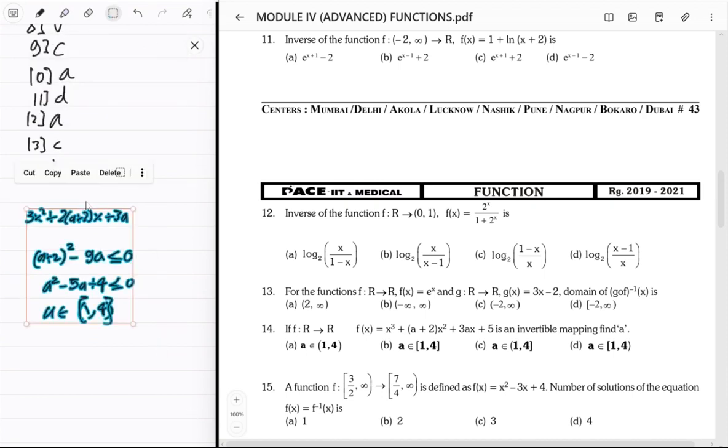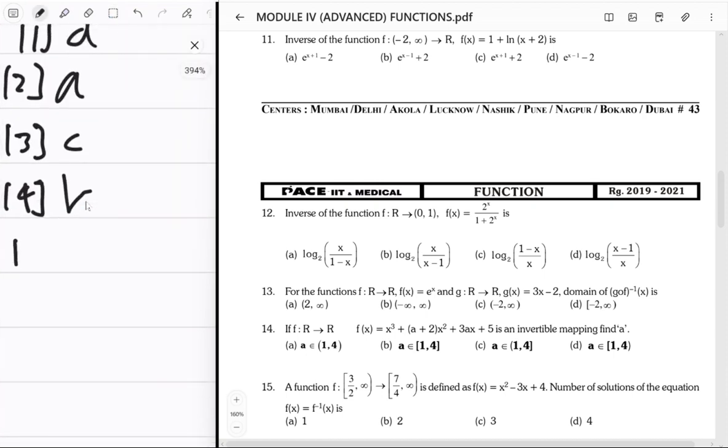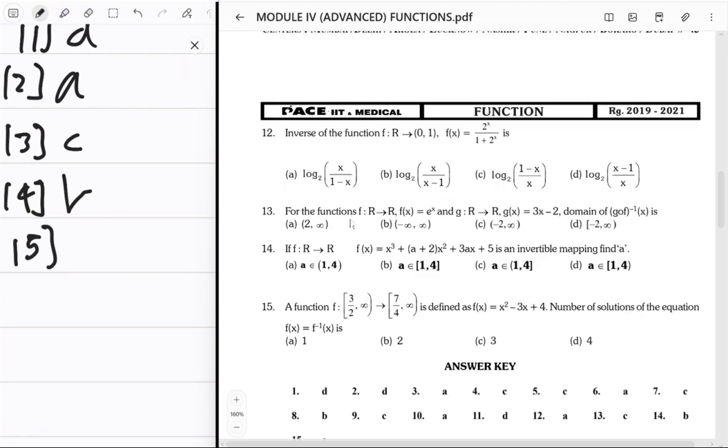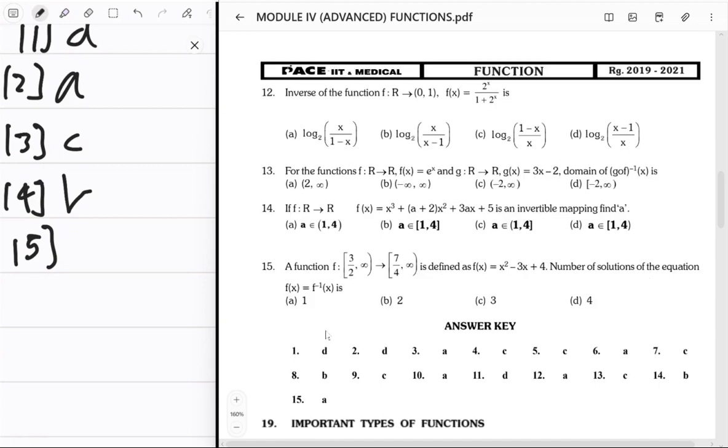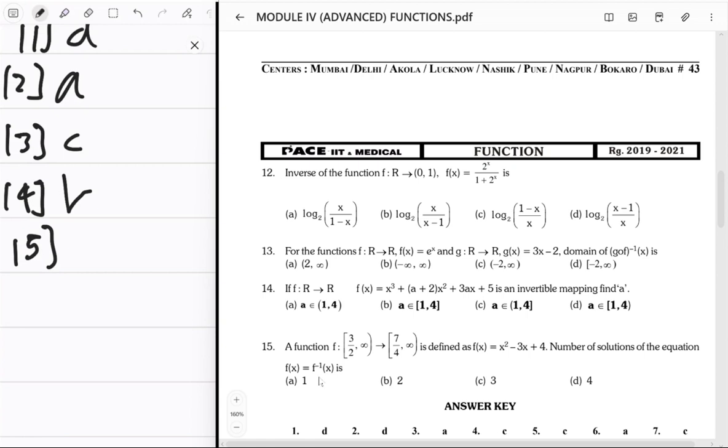15th. f is a function from 3 upon 2 to infinity to this thing, defined by f of x equal to x squared minus 3x plus 4. Number of solutions of the equation f of x is equal to f inverse of x. Ooh, interesting. Number of solutions of this equation. Okay, so 1, 2, 3, 4. Huh. Very interesting.